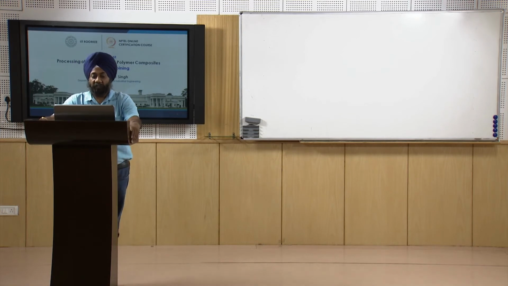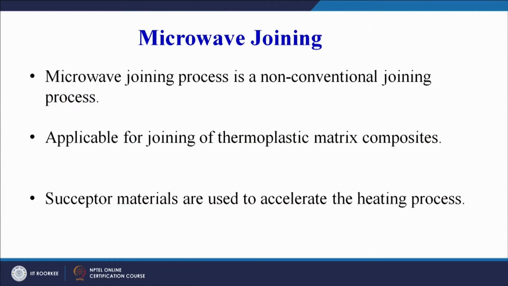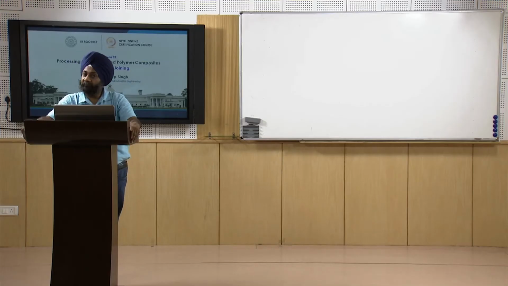You can see on your screen, microwave joining process is a non-conventional joining process. I have already emphasized in the very beginning of today's session that adhesive joining and mechanical fastening are the two most important joining techniques used for joining of polymer based composites. But microwaves can also be used, and it is an unconventional way of joining the two composite parts together. It is applicable for joining of thermoplastic matrix composites.